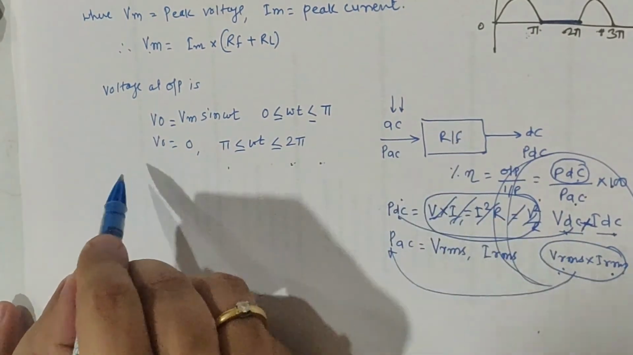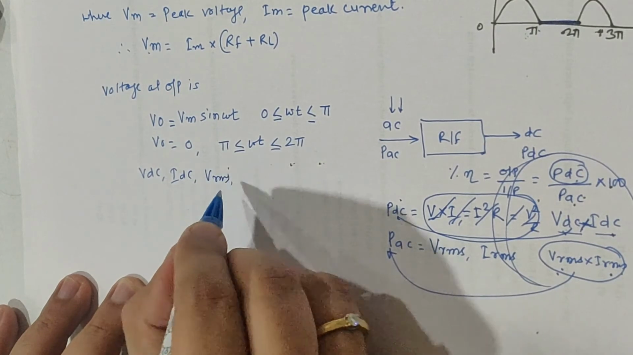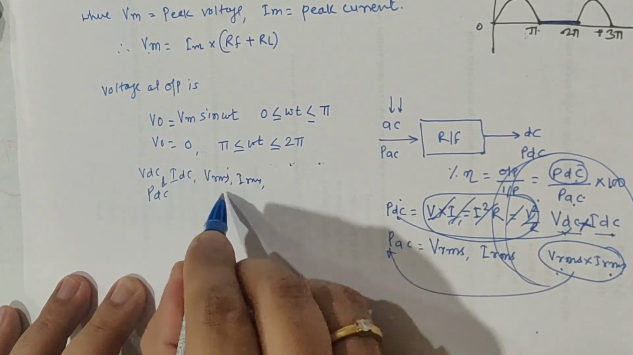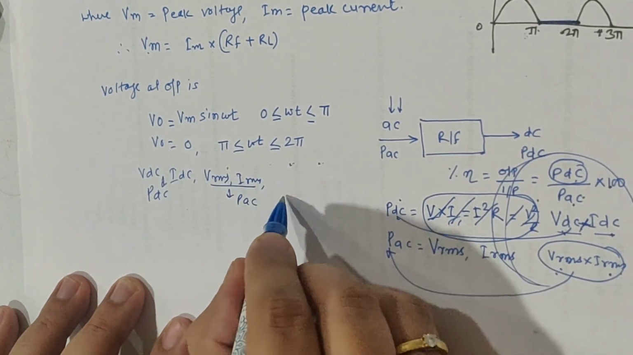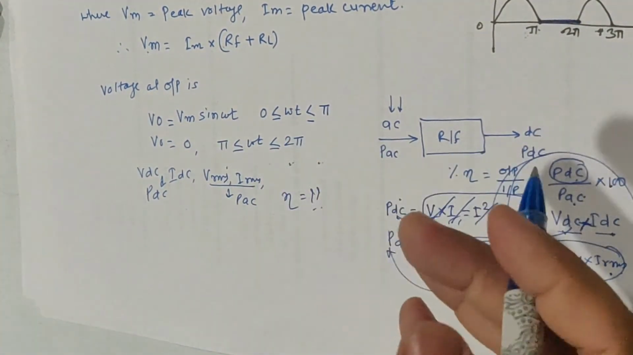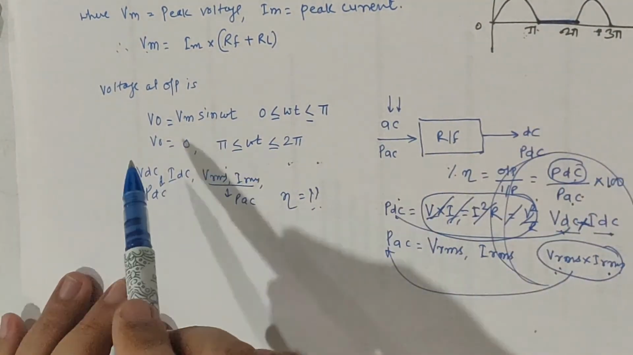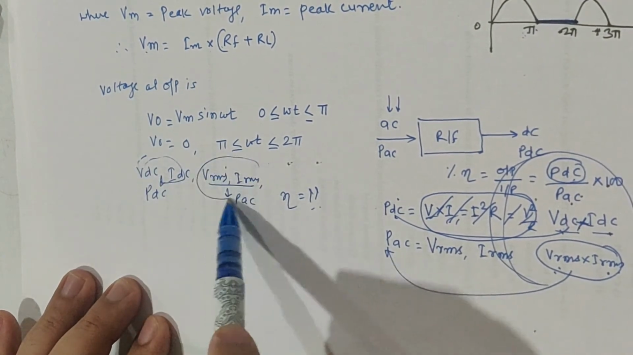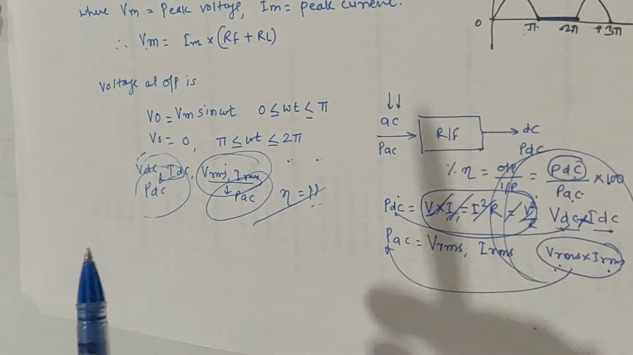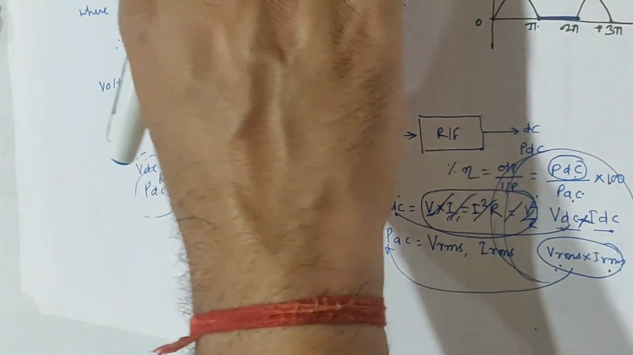I need to find VDC, then IDC, then VRMS, then IRMS. Then I will be calculating PDC and PAC from these, and then the efficiency of this circuit, meaning how efficiently this circuit converts the AC power supply to DC power supply. So my protocol says I need to calculate DC values, then AC values, then DC power, AC power. So these many values we need to calculate. Let us try to calculate these values and see how easily we can calculate them mathematically.